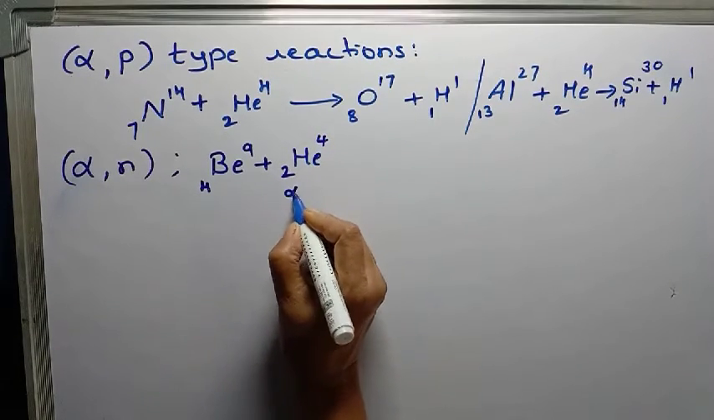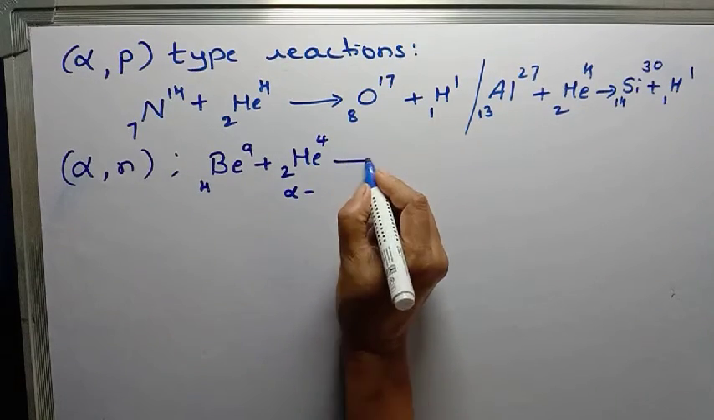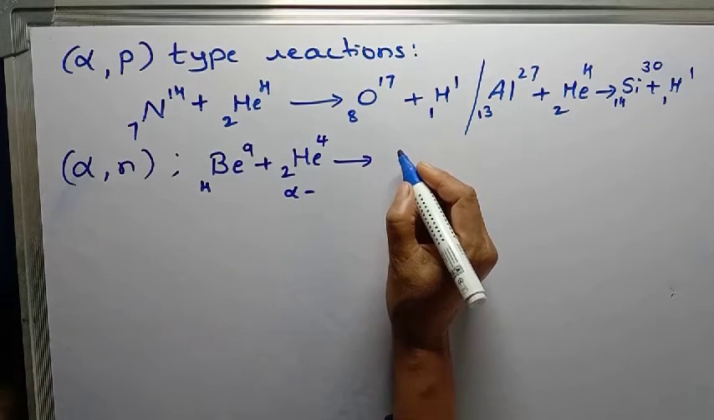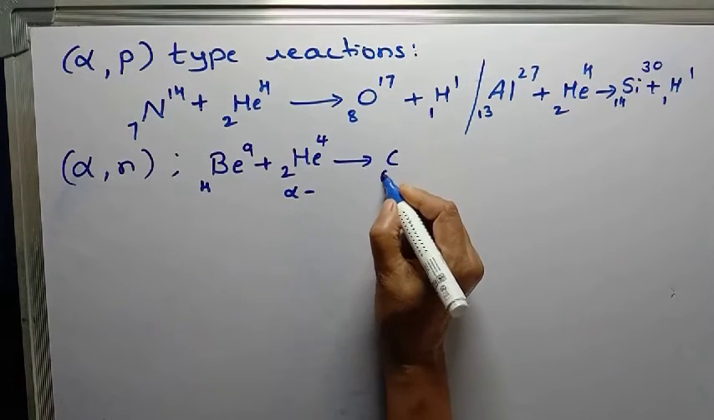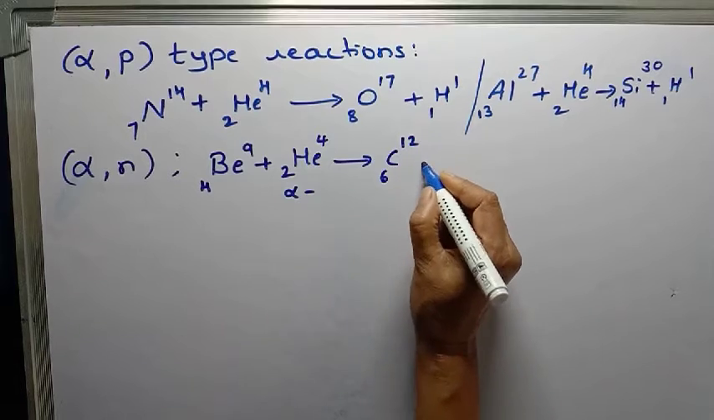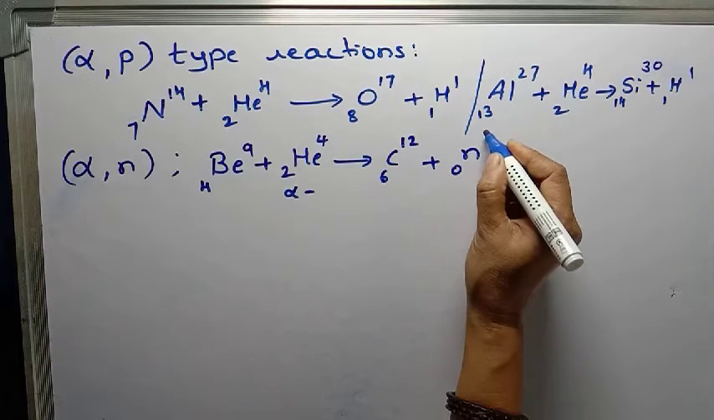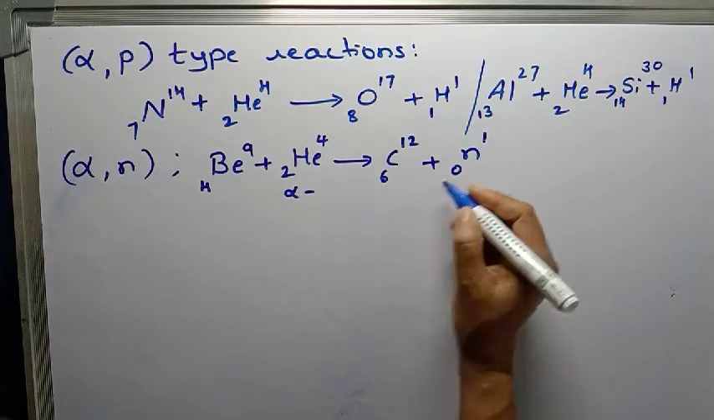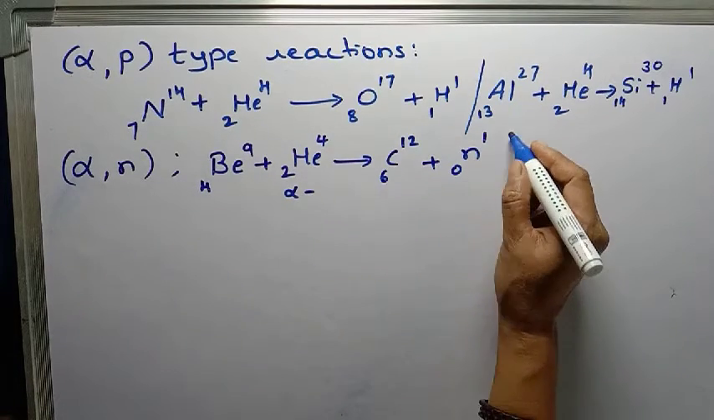So these are said to be alpha particles, and it changes on reacting with the nucleus. It changes into carbon with the liberation of a neutron. Okay, so one more example you can give here.